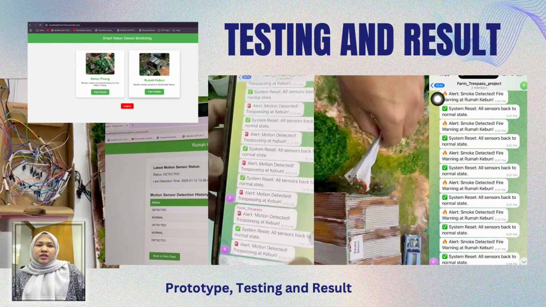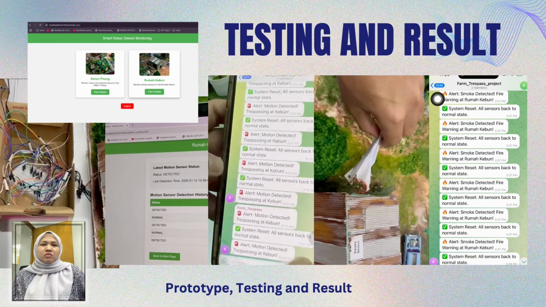Okay, and finally we conduct testing in a real farm environment. The PIR sensor successfully detects animals moving, such as a chicken, cat, or maybe even an elephant, with a 99% accuracy rate. The smoke sensor also detects smoke from a 5-meter distance, which is ideal for a small farmhouse. Okay, so let me talk about the results of our testing.